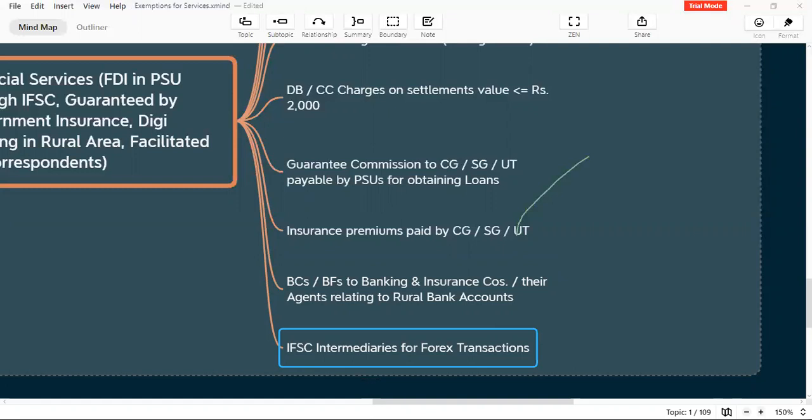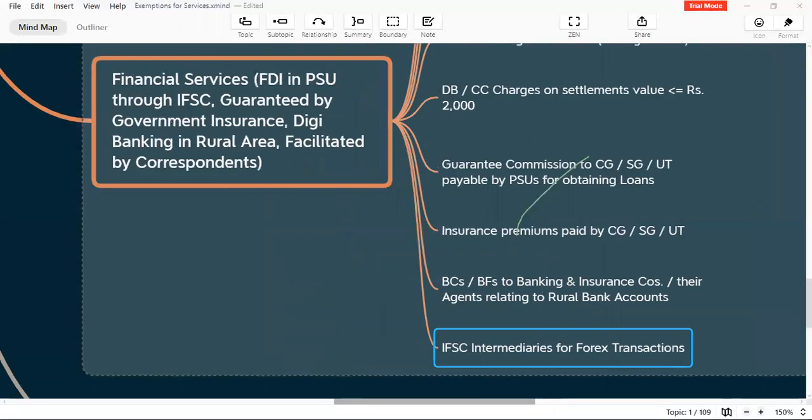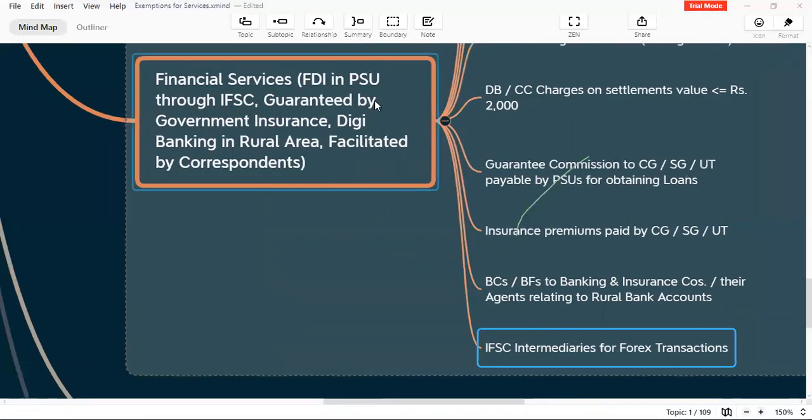So this is what effectively, maybe now we will go through that point. FDI in PSU, FDI is very clear. PSU is basically public sector undertaking. We saw that point, guarantee charges through IFSC, guaranteed by the government, insurance, digi banking in rural area, facilitated by correspondents. Okay, these are all the acronyms, but again, you can straight away remember it.